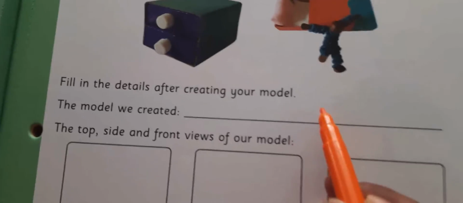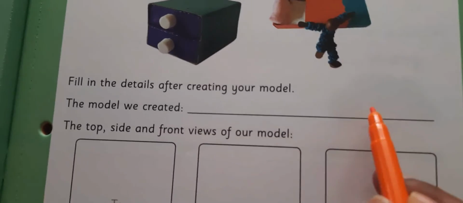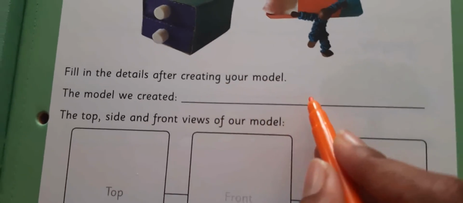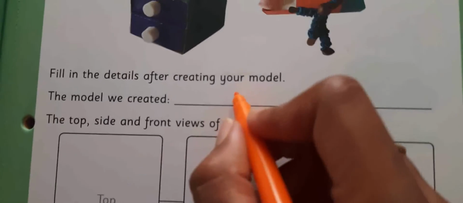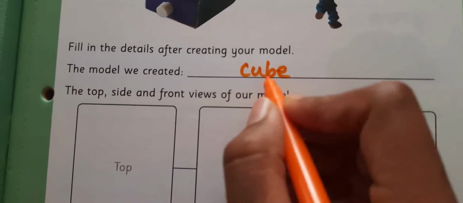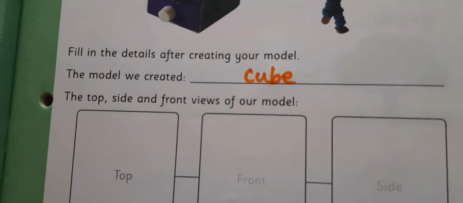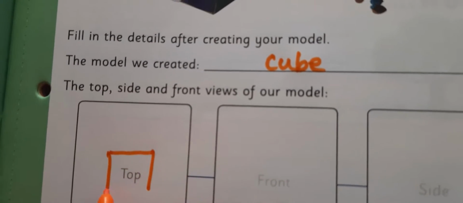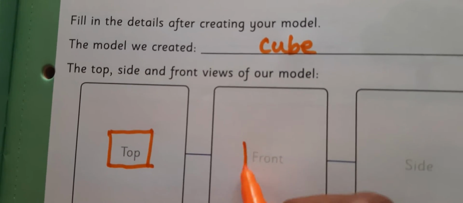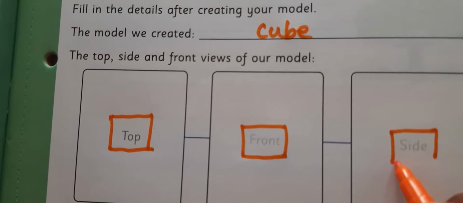Fill in the details after creating the model. If it is a cube, write cube. If it is a cylinder, write cylinder. Whatever model you have created, you have to write the model name. For example, it is a cube. If I created the cube model, what is the top view of the cube? Top view is obviously a square. Front view is also a square. Side view is also a square.